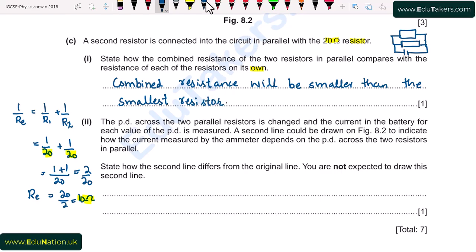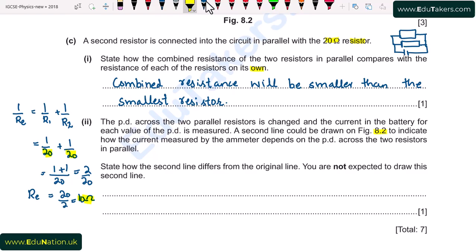Part 2. The potential difference across the two parallel resistors is changed and current in the battery for each value of potential difference is measured. A second line could be drawn on figure 8.2 to indicate how the current measured by the ammeter depends upon the potential difference across the two resistors in parallel. State how the second line differs from the original line. You are not expected to draw this second line.